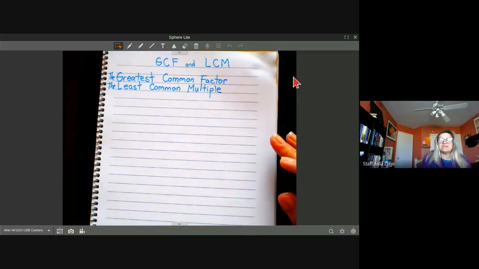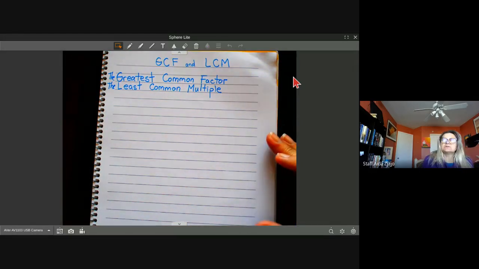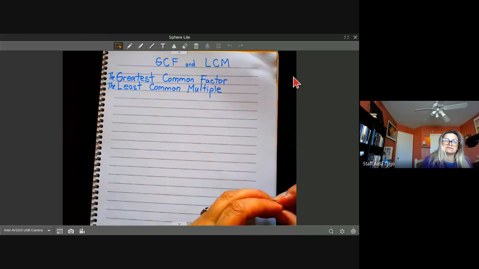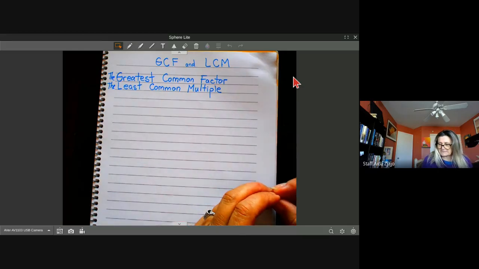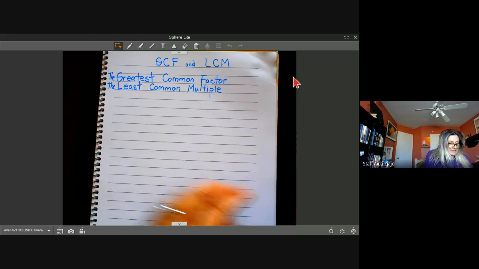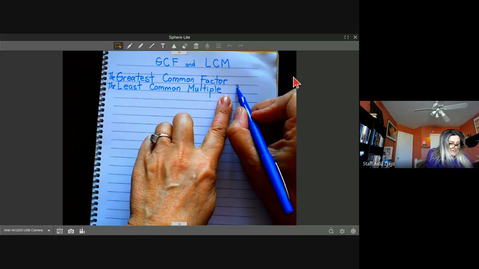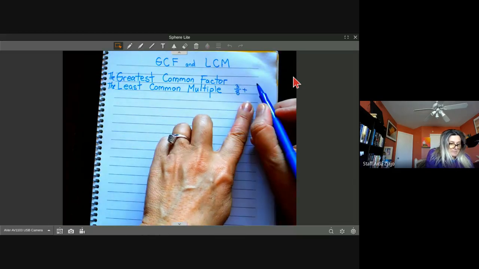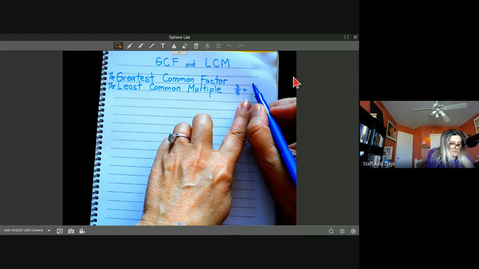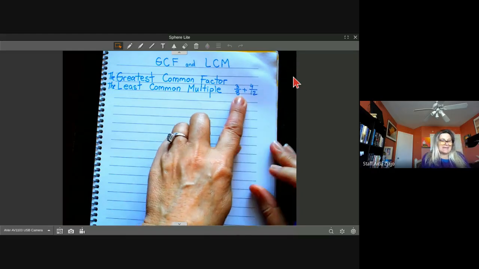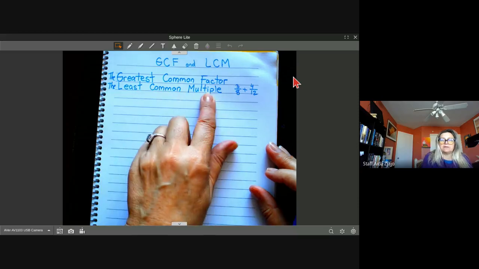So one of many things that you are doing with the greatest common factor or least common multiple could be adding fractions with different denominators. For example, if I needed to add 3/8 plus maybe 4/12, I will need their least common multiple.